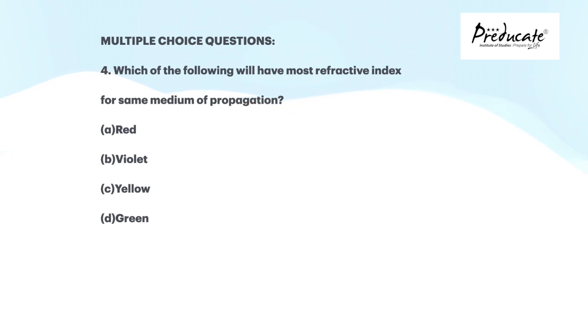Which of the following will have most refractive index for same medium of propagation? A. Red, B. Violet, C. Yellow, D. Green.